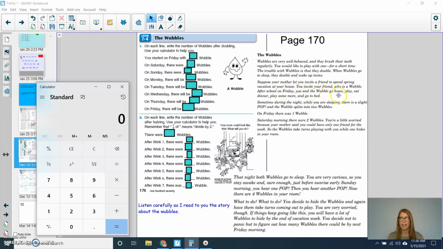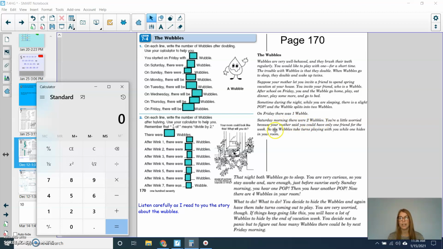You invite your friend who is a Wubble. After school on Friday, you and the Wubble go home, play, eat dinner, play some more, and go to bed. Sometime during the night, while you are sleeping, there is a slight pop, and the Wubble splits into two Wubbles. On Friday there was one Wubble. Saturday morning there were two Wubbles.